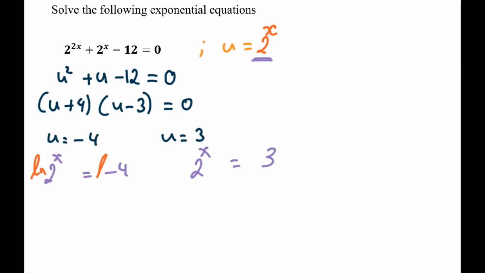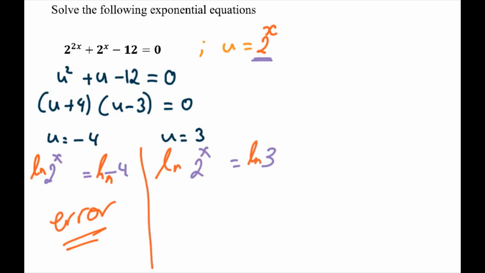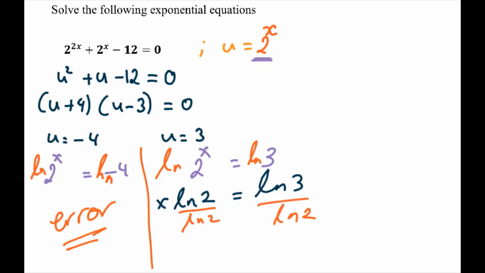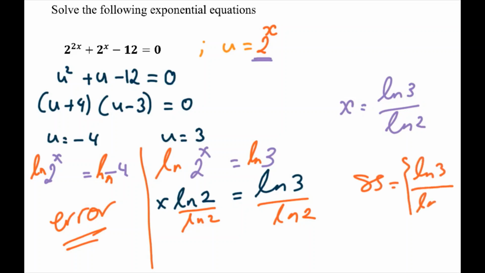Take ln for both sides. ln of negative 4 is an error. You can try using the calculator. Here you take ln for both sides. So now x ln 2 equals ln 3, and then you divide both sides by ln 2. So x will be equal to ln 3 over ln 2. So you can say the solution set is ln 3 over ln 2, or you can find the answer in decimal by using the calculator.